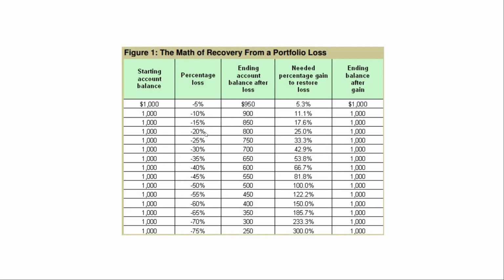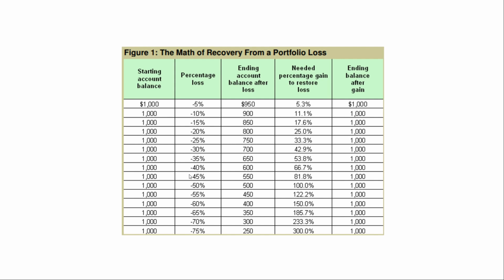I wouldn't recommend going any lower than 20% on your stop losses. At negative 20%, you have to gain 25% to get back just to break even. At negative 25%, you need to gain 33.3% to break even. Negative 30 is 42.9. Negative 35, 53.8. Negative 40, 66.7. Negative 45, 81.8.